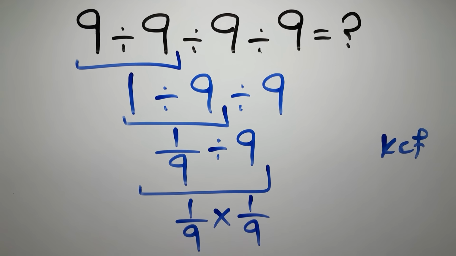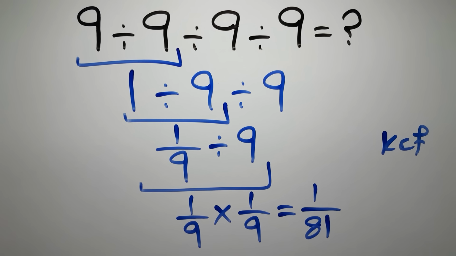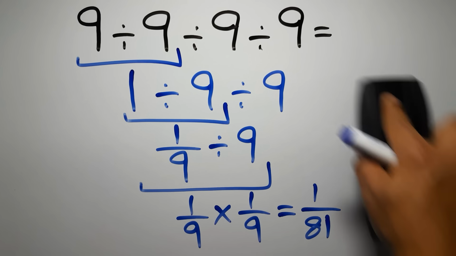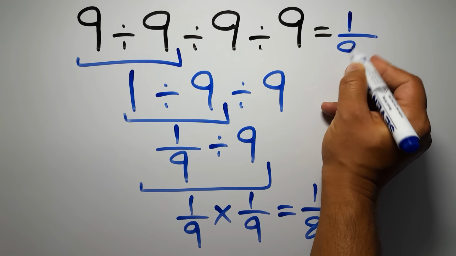So we have 1 over 9 times 1 over 9, which equals 1 over 9 times 9 gives us 81. And this is our final answer to this problem. The correct answer is 1 over 81.